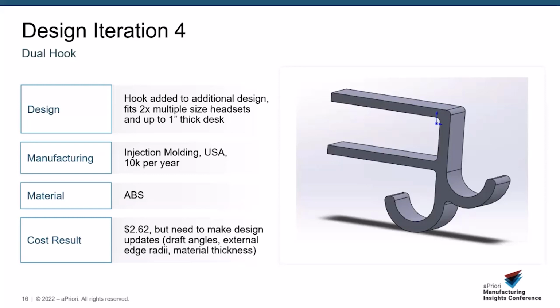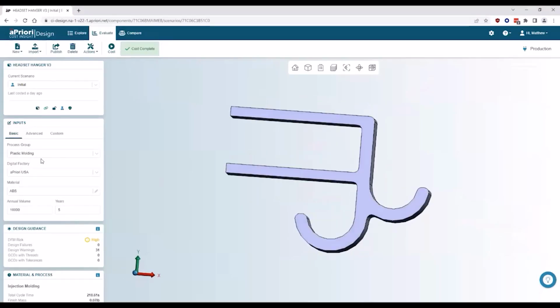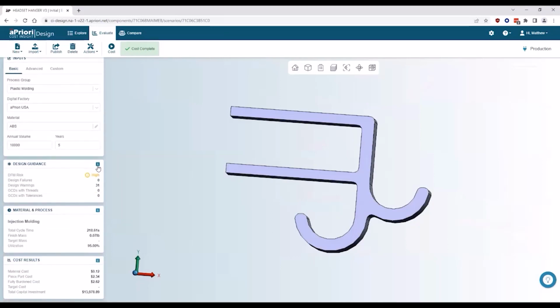For this simulation, we're keeping the learnings from our last design-to-cost simulation and running the part as injection molding with a material of ABS, as that seemed to be the most cost-effective from our design-to-cost iterations. Let's take a look at this part in AP Design. Once again, I've loaded in the new CAD file, set my inputs as I've done before, and we can take a look at the design guidance and the cost results.